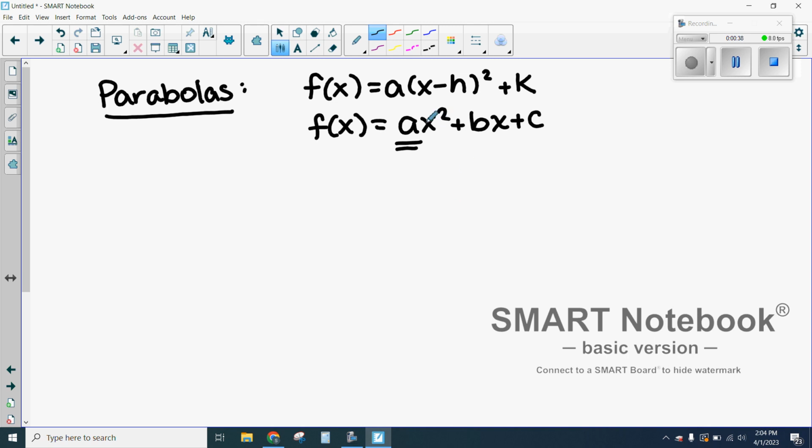about the leading coefficient. If a is a positive number, that means my parabola will go up to the right. Because the degree is even, that means it does the same thing. So if a is a positive number, my parabola will open up. And if a is a negative number, it's going to open down.